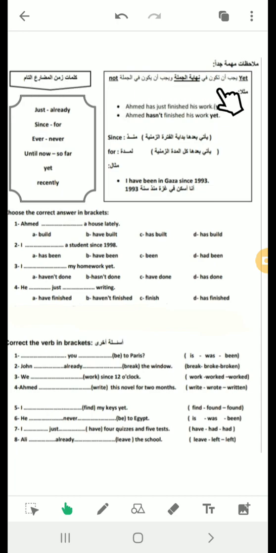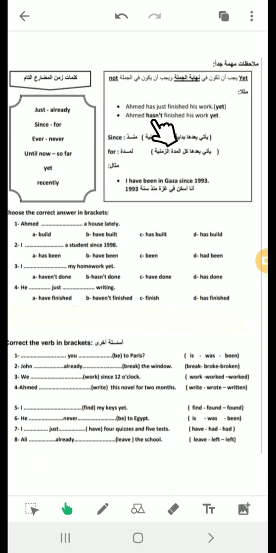Yet, where can we put yet? Like the example that we discussed before. Yet at the end of the sentence. It must be at the end of the sentence. But which sentence? It must be a negative sentence, one that has not in it. Like, Ahmed has just finished his work.